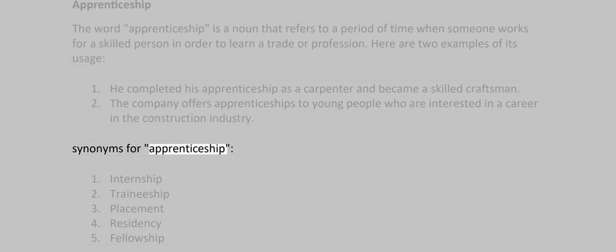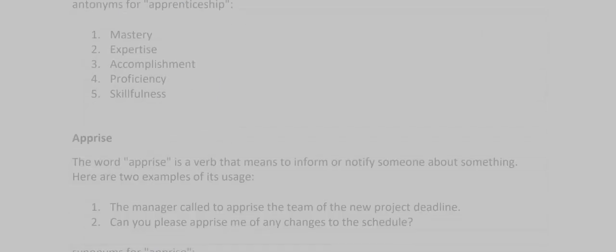Synonyms for apprenticeship. 1. Internship. 2. Traineeship. 3. Placement. 4. Residency. 5. Fellowship. Antonyms for apprenticeship. 1. Mastery. 2. Expertise. 3. Accomplishment. 4.